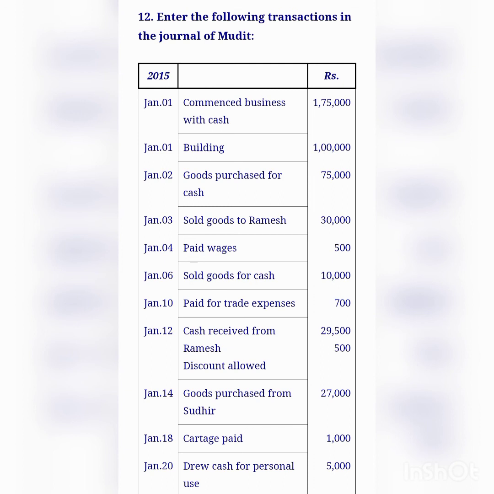Then there is an outflow of cash from business. Cash is an example for asset account. When cash decreases, credit that account. So the entry will be drawings account debit 5,000 to cash account 5,000, being drawings made or drew cash for personal use. These are the important journal entries to be passed in the books of Mudit.